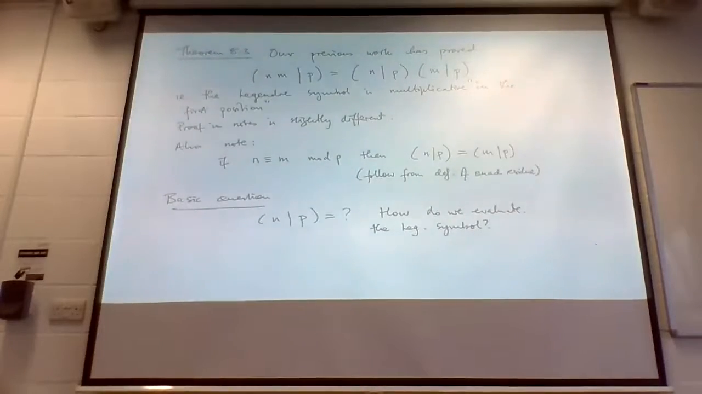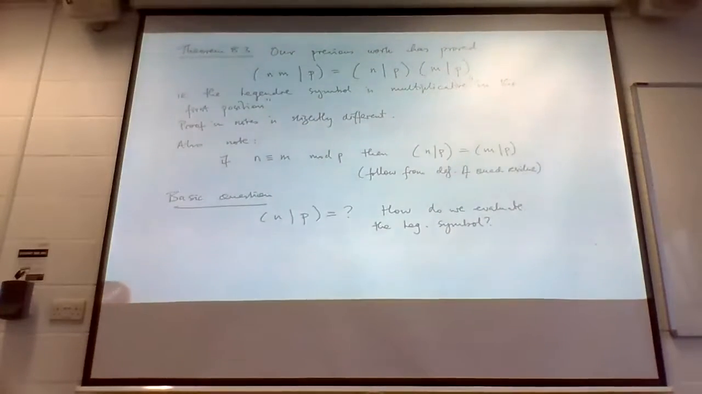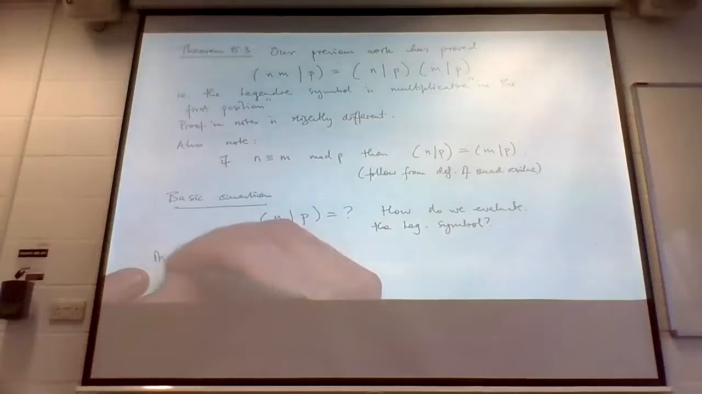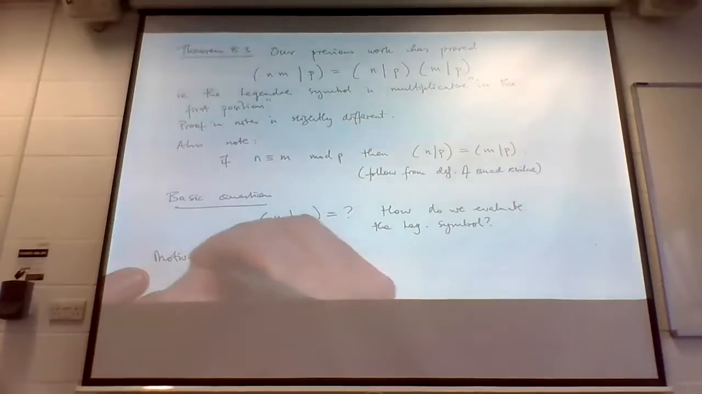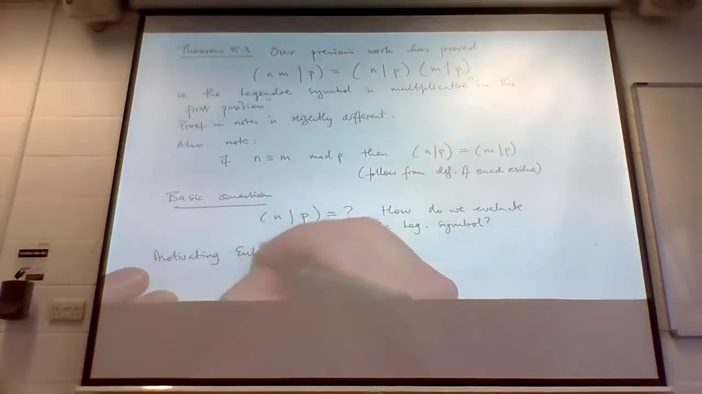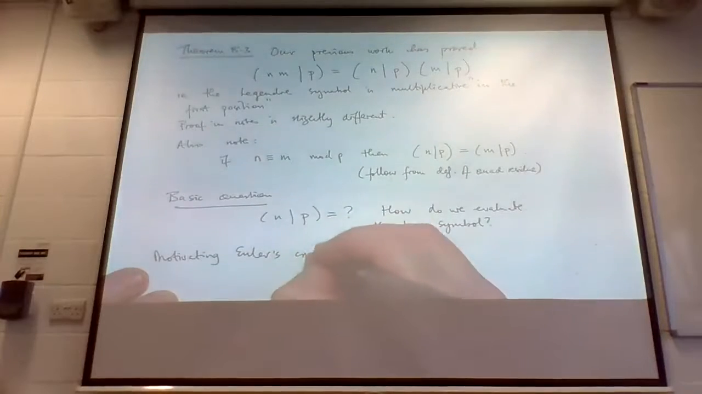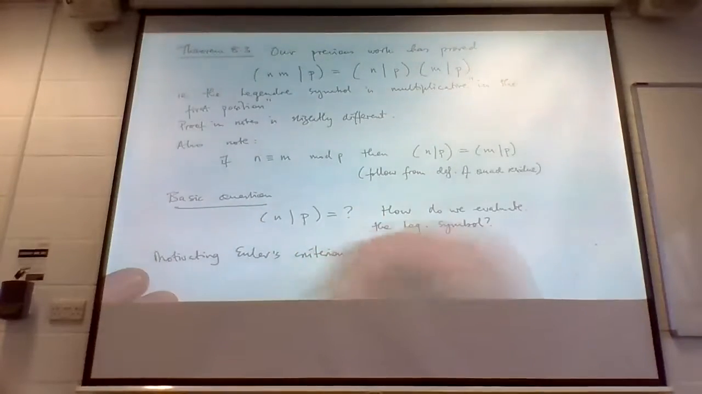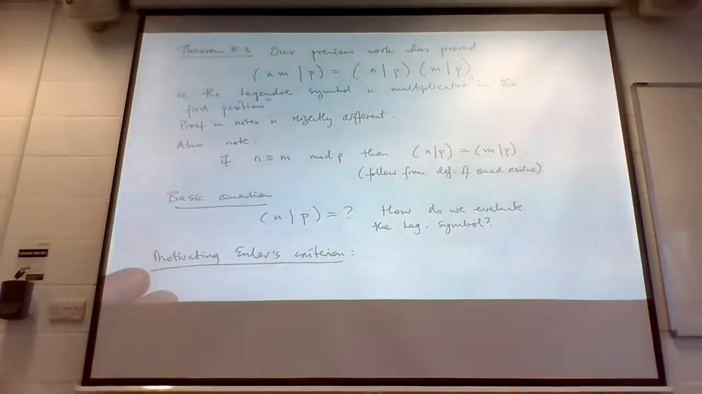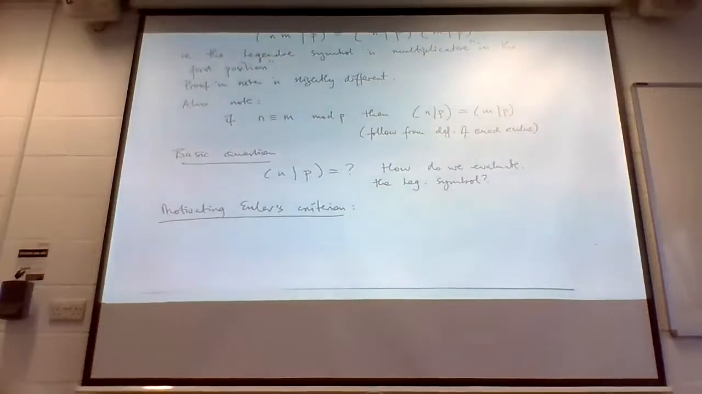So this is just some motivation for Euler's criterion, which is the next theorem. So, motivating Euler's criterion. First of all, we want to recall a result we've already looked at, and one that you've been using in the cryptography part, which is Fermat's little theorem.